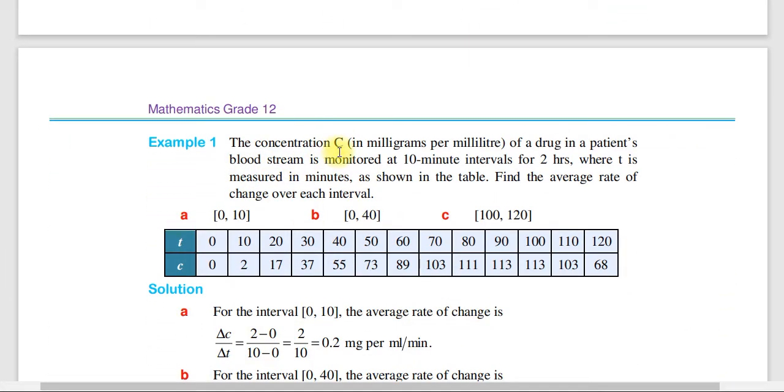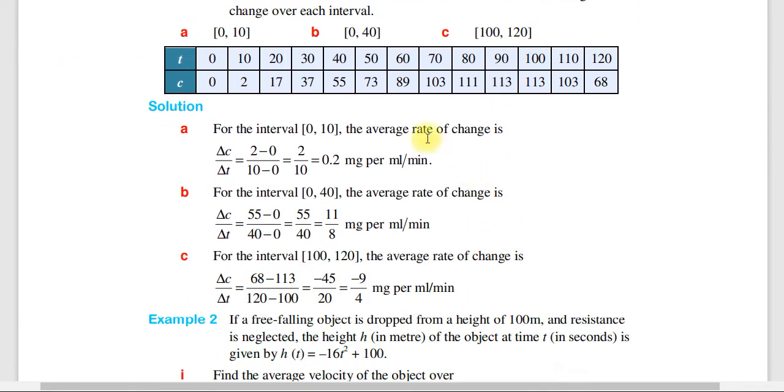For example: the concentration c in milligram per milliliter of a drug in a patient's bloodstream is measured at 10 minute intervals for 2 hours, where t is measured in minutes, as shown in the table. Find the average rate of change over each interval. The intervals given are 0 to 10, 0 to 40, and 100 to 120. In the table, when time is 0, concentration is 0. At time 10, concentration is 2; at 20, 17; at 30, 37; at 40, 55; at 50, 73; at 60, 89; at 70, 103; and so on until 120, where it is 68.